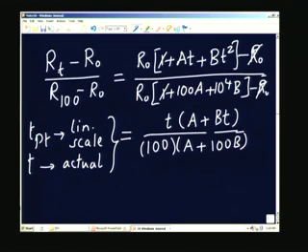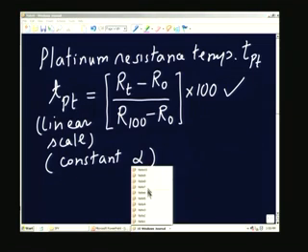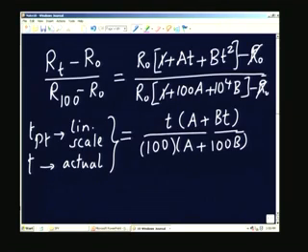So, why did I write like this? Because I actually want to find out T. If you go back to the previous slide, you can see that T_PT is nothing but R_t minus R naught divided by R100 minus R naught into 100, and what I can do now is substitute that here for the left hand side. So, I can write it here as T_PT divided by 100, that is what we are going to do.